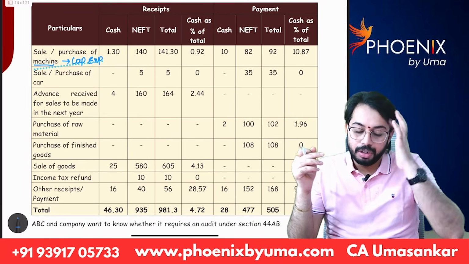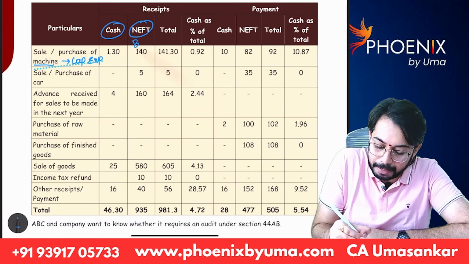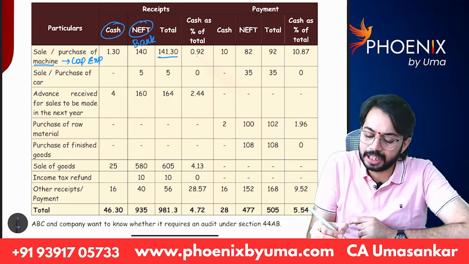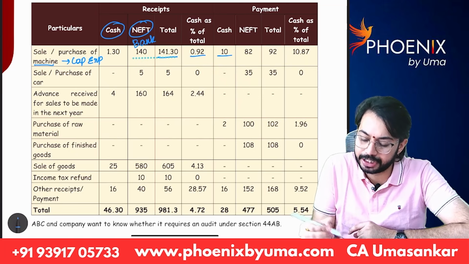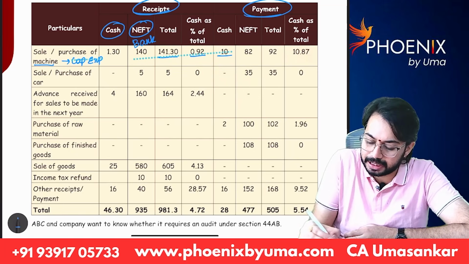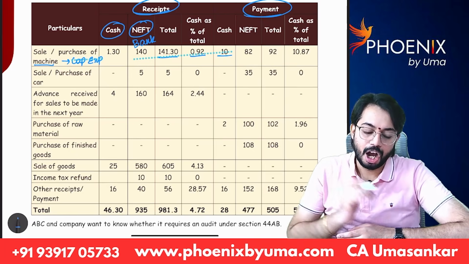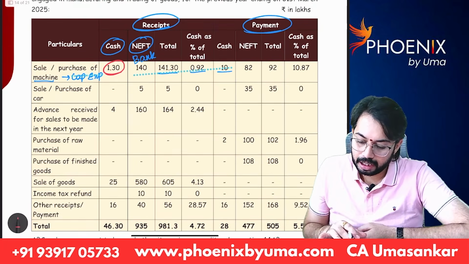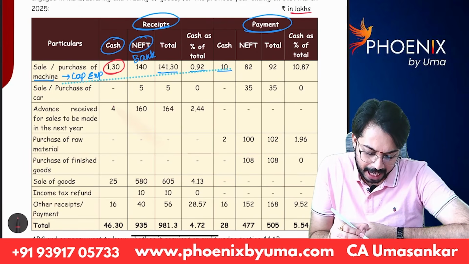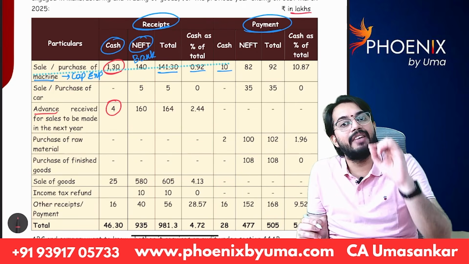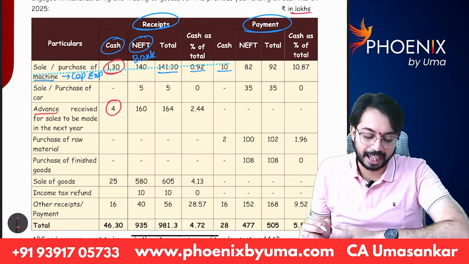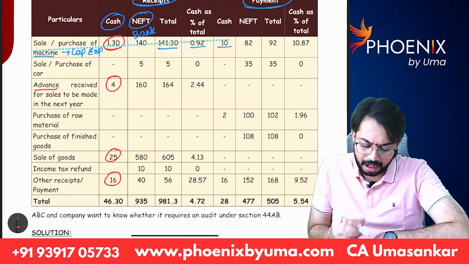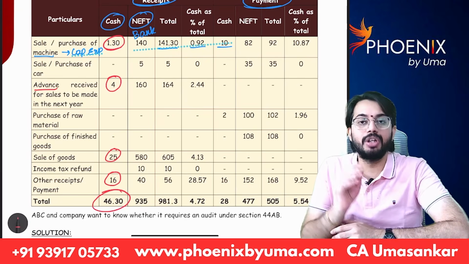Okay. So cash, NEFT means nothing but bank receipt or bank payment, correct? Next, total percentage of cash as a percentage of total cash receipts and payments. First, we will focus on receipts. How much are cash receipts? Cash receipts 1.3 lakhs, 4 lakhs. Advance received. Even though it is advance, still you have to consider it as cash receipt. Next, sale of goods 25 lakhs, other receipts 16 lakhs. Total 46.3 lakhs. Those are cash receipts.